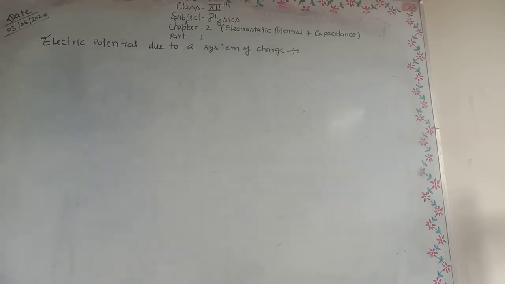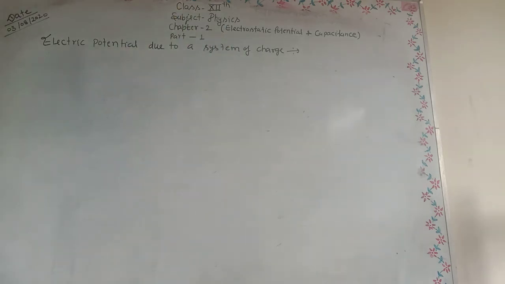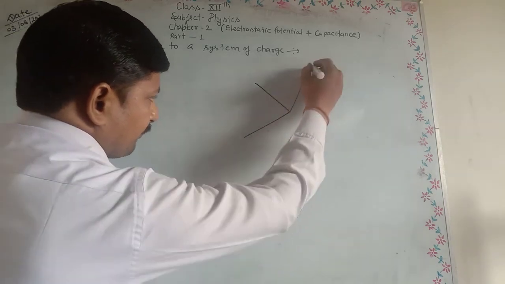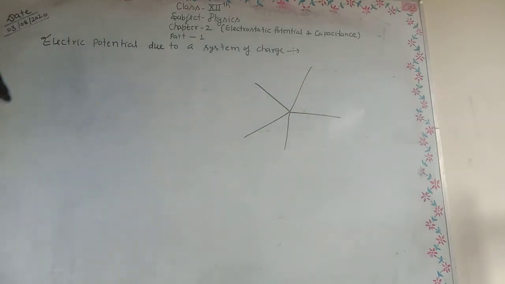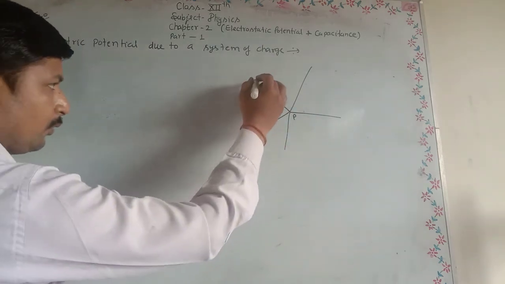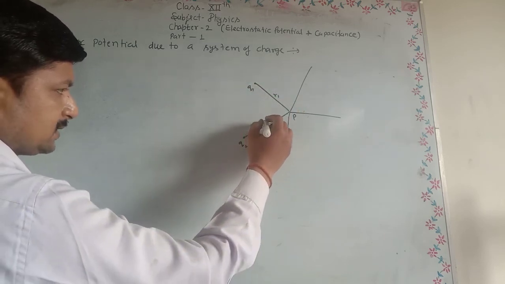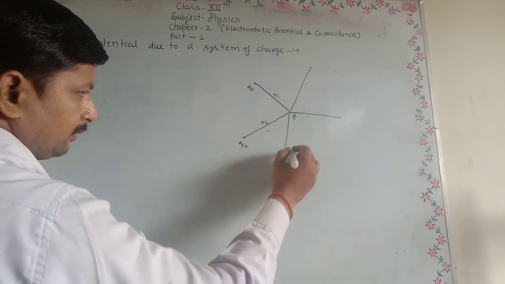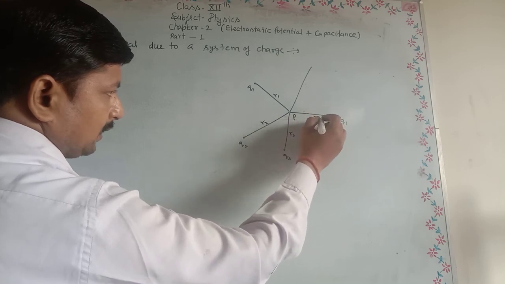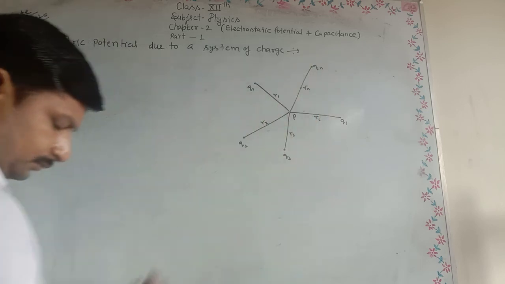Dear students, next topic: electric potential due to a system of charges. A system contains charges Q1 at distance R1, Q2 at distance R2, Q3 at distance R3, Qi at distance Ri, and Qn at distance Rn from the point P.